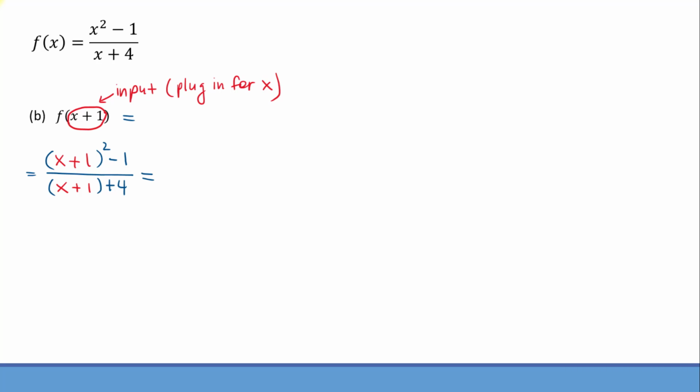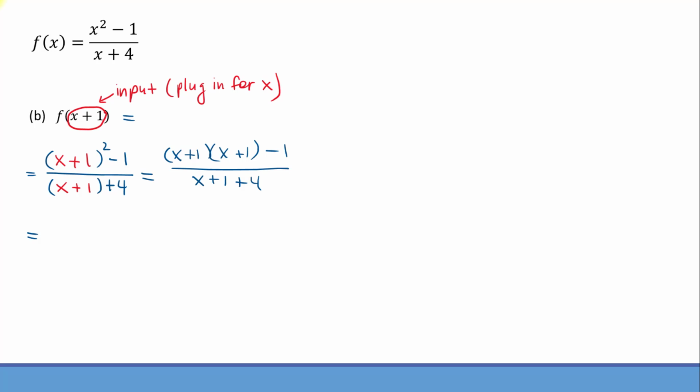In the numerator, I will square the expression x plus 1. Remember, the correct way to square any expression that involves several terms is to write that expression twice, x plus 1 times x plus 1, and then FOIL. So here I have to write minus 1, and in the denominator, I can drop the parentheses. It's x plus 1 plus 4, so I can collect like terms.